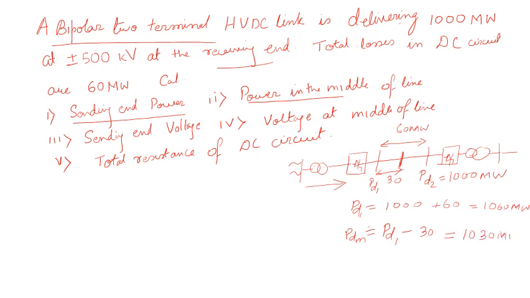Other ways, PDM you can calculate as PD2 plus 30, right? So that's 1030. Another way, if you want to go for it, you have PD1 plus PD2 divided by 2. Do it, you'll get the same 1030. So either way you can do it. You just have to know about the power flow equation. If you know the power flow equation, you will understand how it is going on.